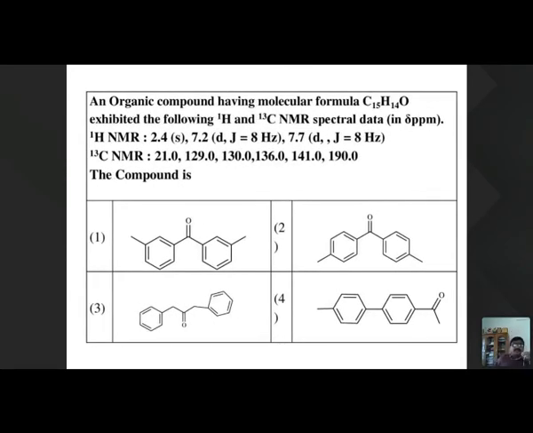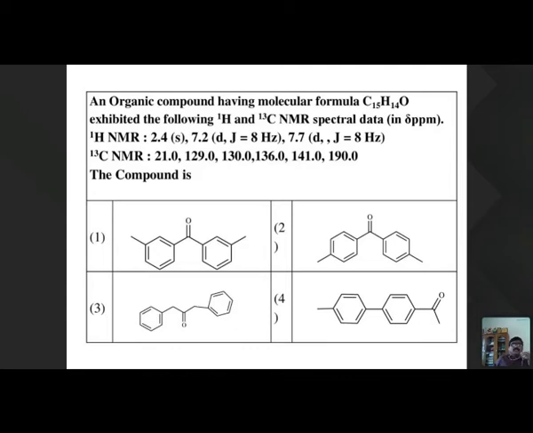Now this again was actually asked in part C, a 4-mark question. The previous was a 2-mark question, this is a 4-mark question. An organic compound having molecular formula C15H14O exhibited the following signals.